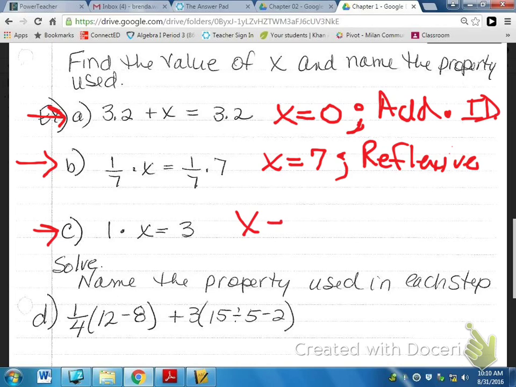Okay, 1 times X equals 3. What would X have to be? Octavia. 3. Can you tell me what property that would be? So it is the multi-ID, the multiplicative identity, and that is exactly right. Okay, so be able to do that.